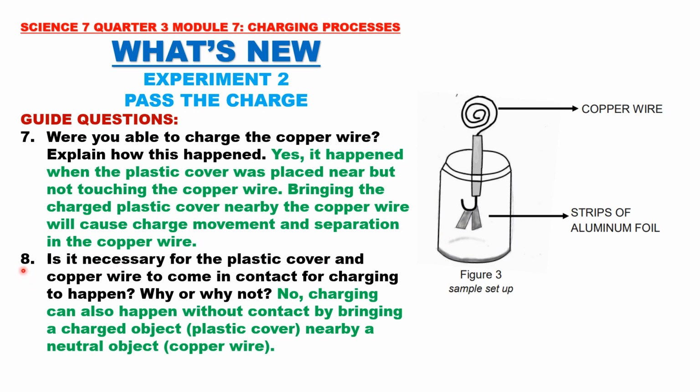Next, question 8. Is it necessary for the plastic cover and the copper wire to come in contact for charging to happen? Why or why not? So the answer is no. Charging can also happen without contact by bringing a charged object, the plastic cover, nearby a neutral object, the copper wire.